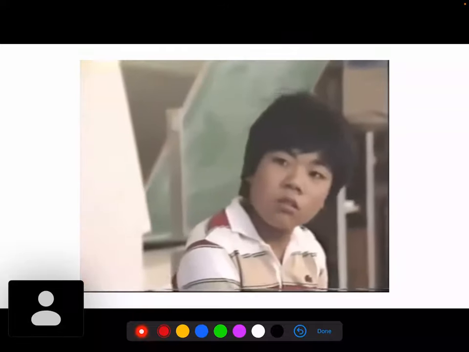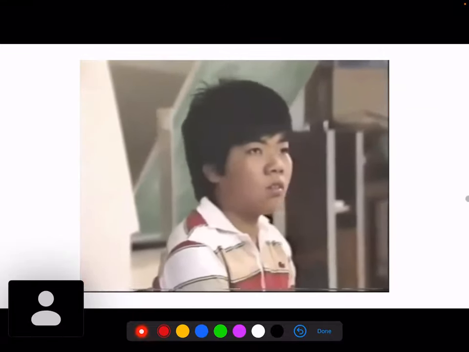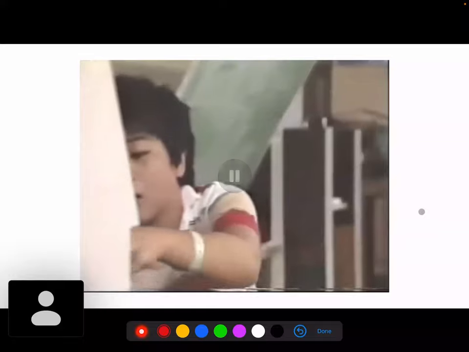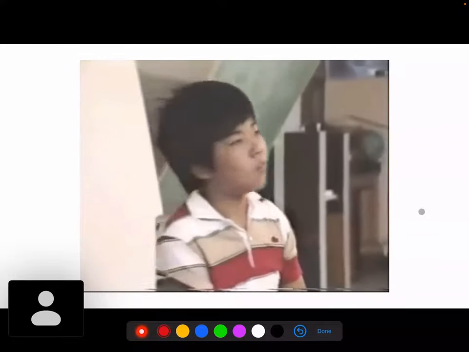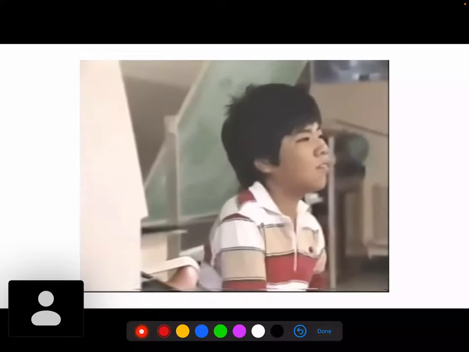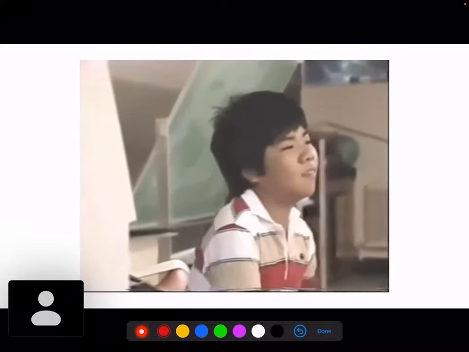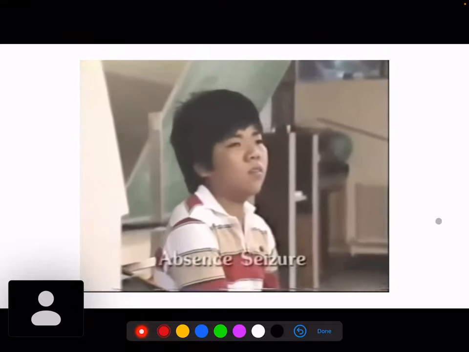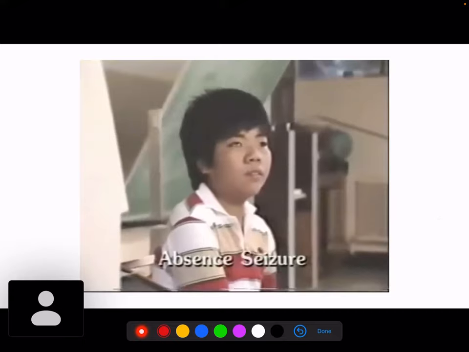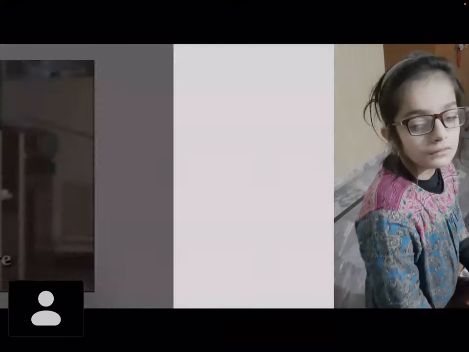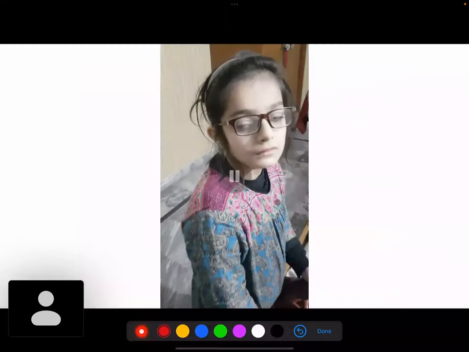So absence seizures can be mistaken for daydreaming. One of the hallmarks of absence is that the seizures happen many times in a day. Sometimes they're so fleeting, they're easy to miss. This boy is having frequent but very brief episodes. Yeah, so you can see his eyes flutter briefly up, go blank.